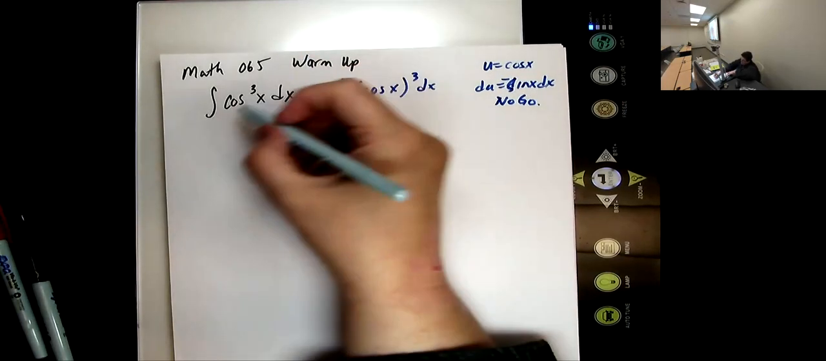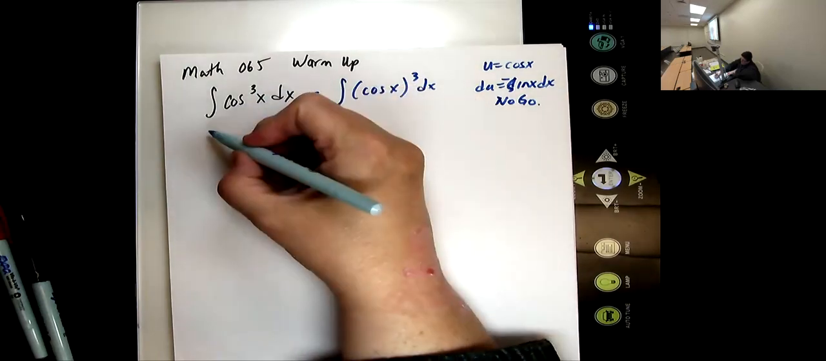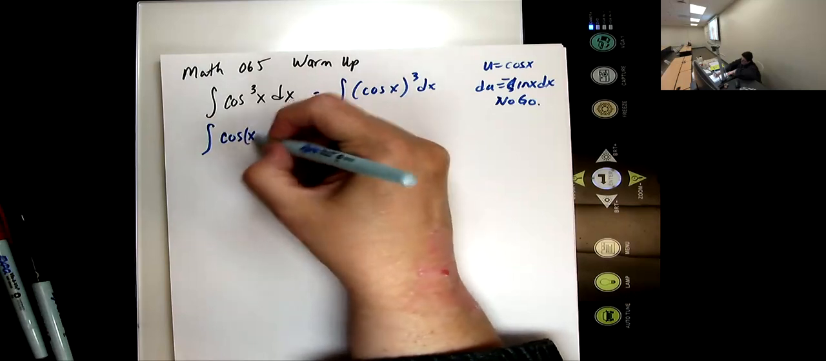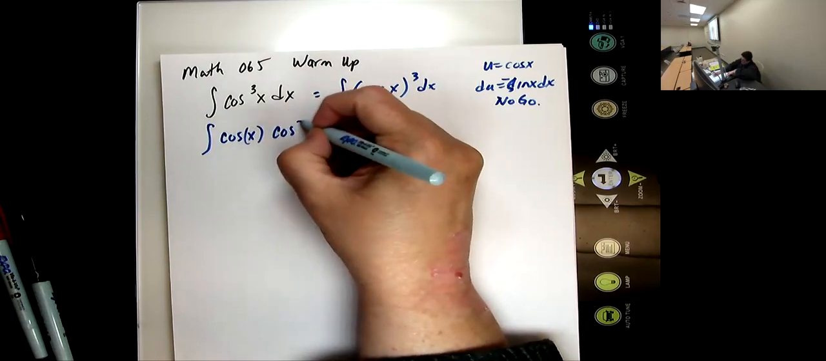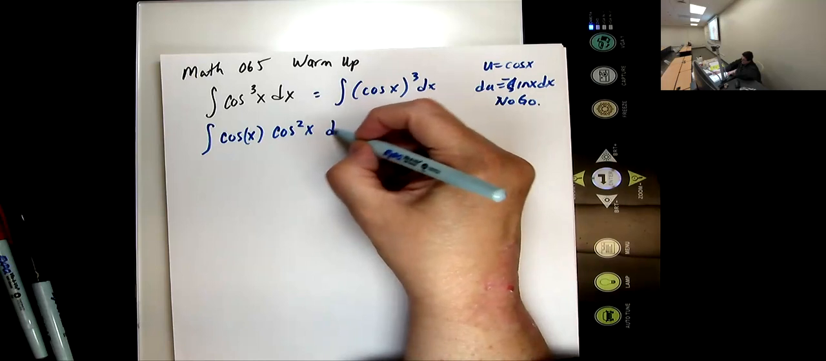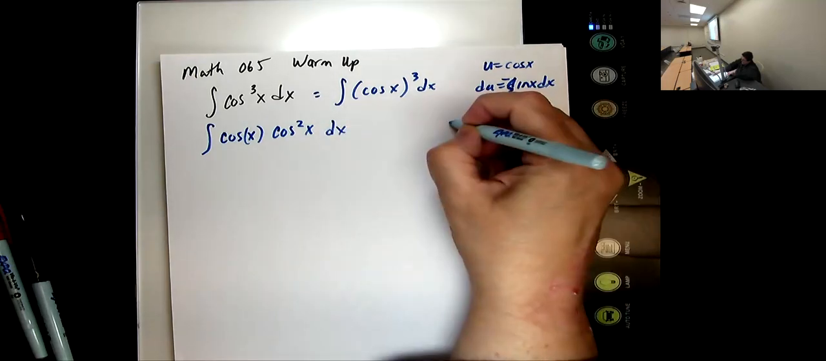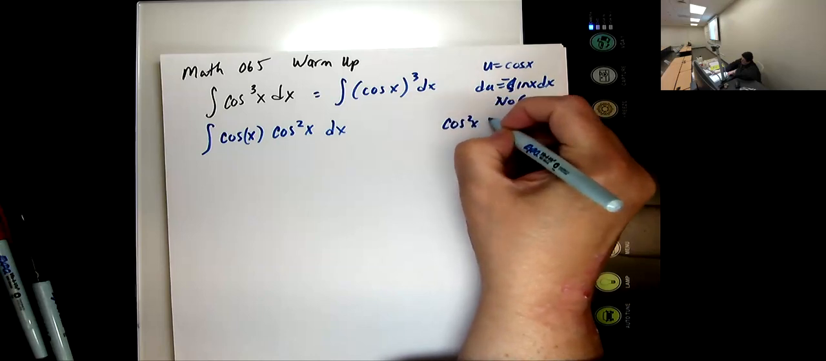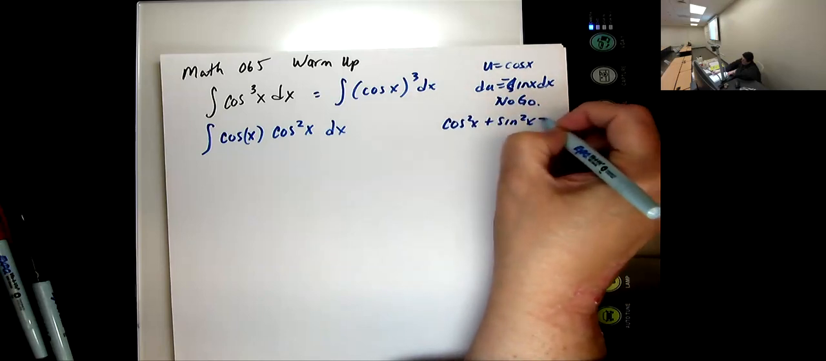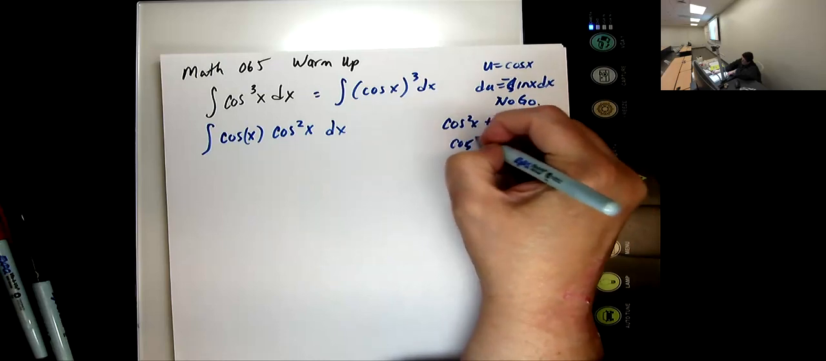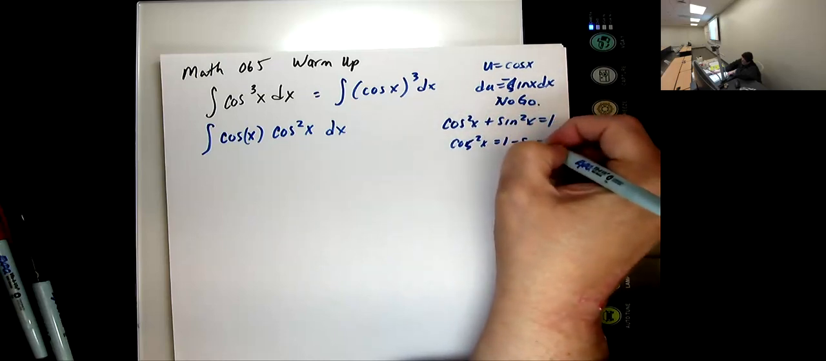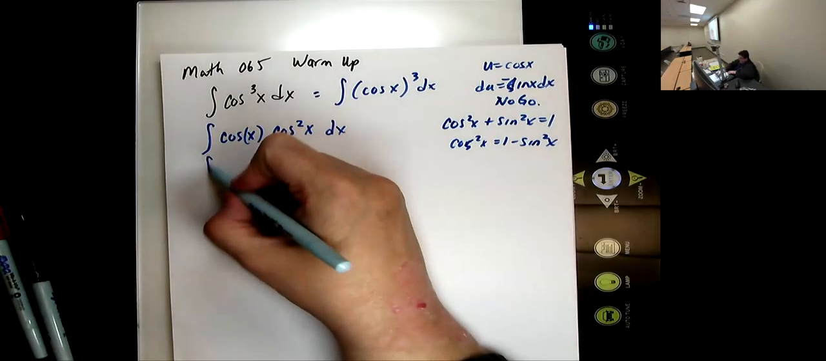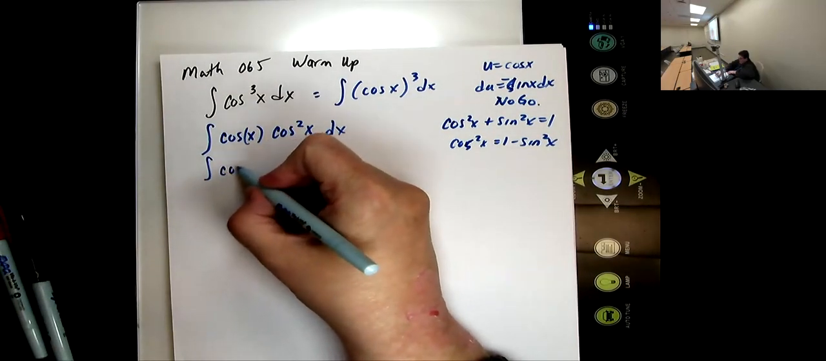So what I recommend you do is recognize that this is cosine x times cosine squared x dx. And recall that cosine squared x plus sine squared x equals 1. So cosine squared x equals 1 minus sine squared x. And that changes your problem to this.